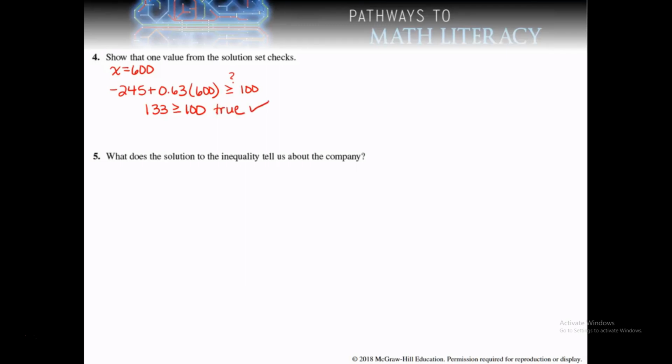In 5, what does this solution tell us about the company? Well, they need to sell greater than or equal to 547.6 snow cones to make a profit of at least $100. They can't sell 0.6 snow cones, so that means they're really going to need to get over 547, which means 548 or more, to get that profit.